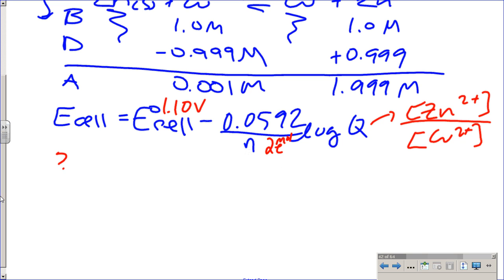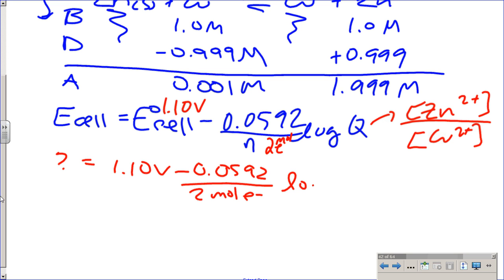So E cell equals 1.10 volts minus 0.0592 over 2 moles of electrons times log of 1.999 over 0.001. Before you do this, can we take a guess as to if E cell is going to increase or decrease?